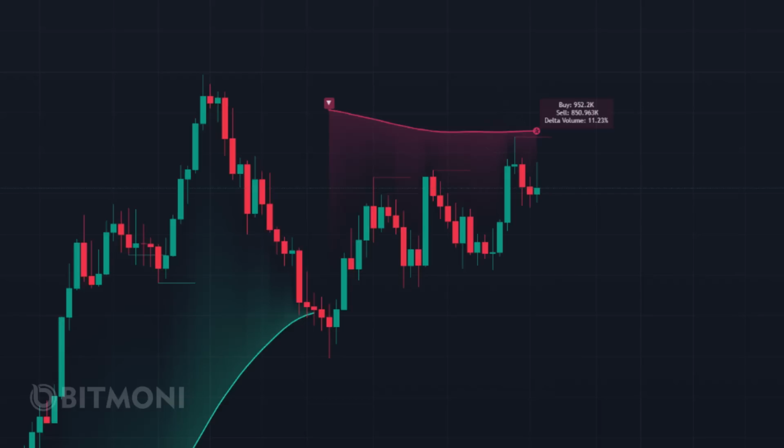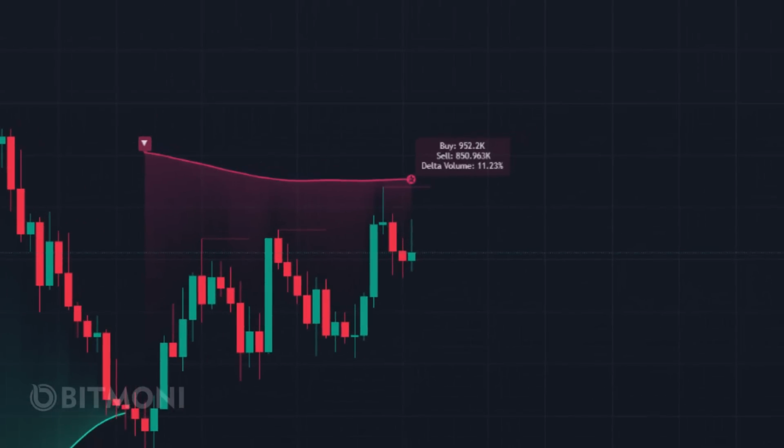But since this is not a moving average, we have a feature that helps us avoid trading in such markets. By looking at the delta volume, which is at 11.2%, we can see that this is not a bearish trend, but rather a ranging market.